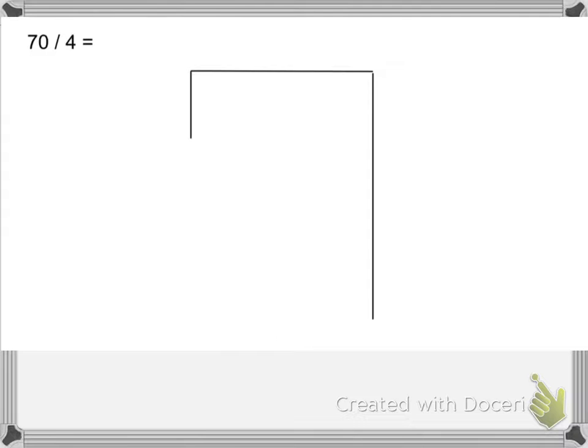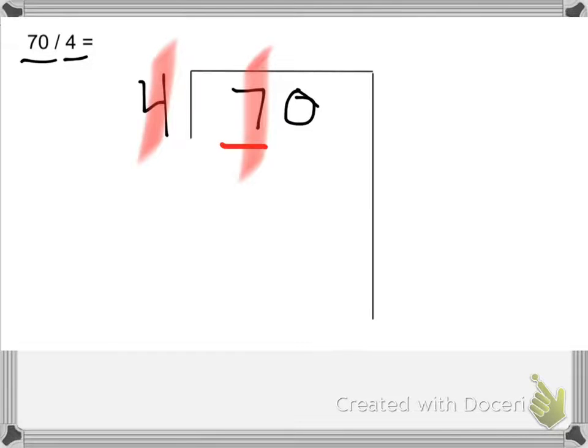Okay, next one here. Again, pause the video, try it on your own, then press play. Again, my 70, my big number, is going to go on the inside of my fishhook. My small number, my 4, is going to go on the outside. First thing I'm going to do is underline my 7, my first digit. Now I'm going to ask myself, how many times can 4 go into 7? I know that 4 can go into 7 just one time.